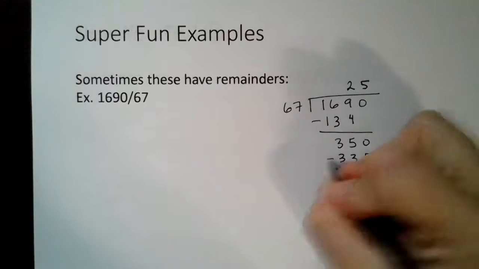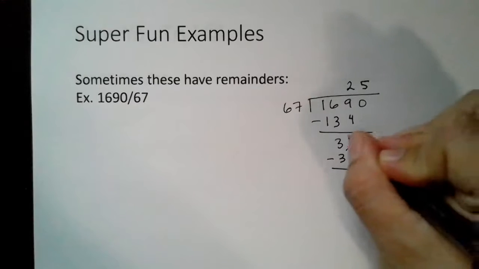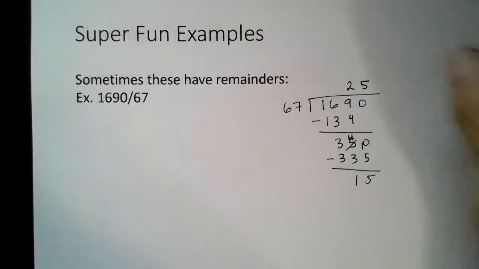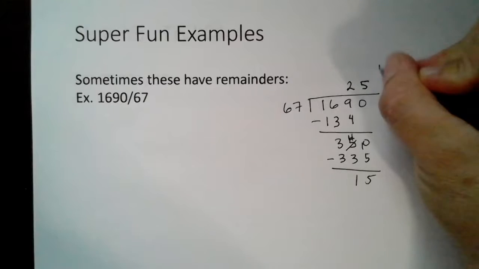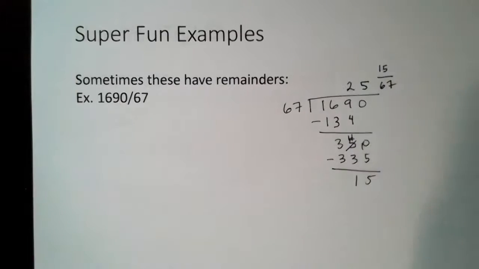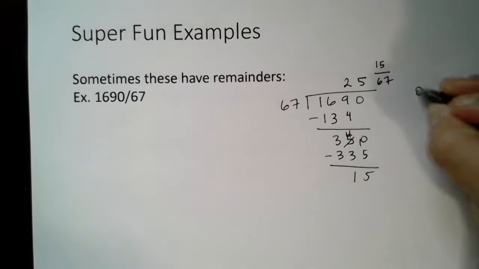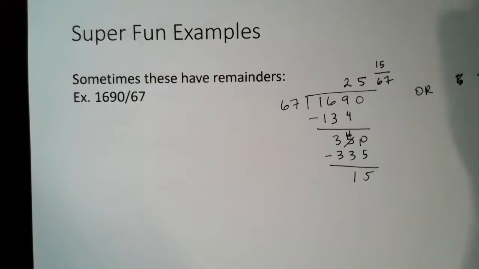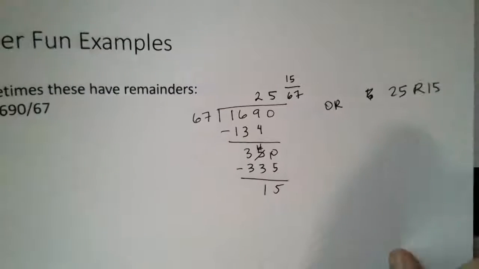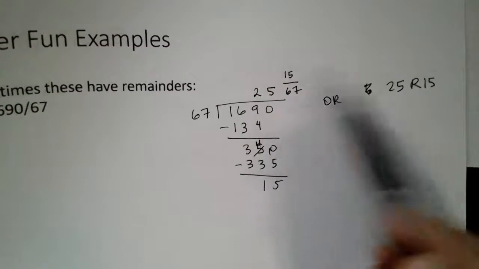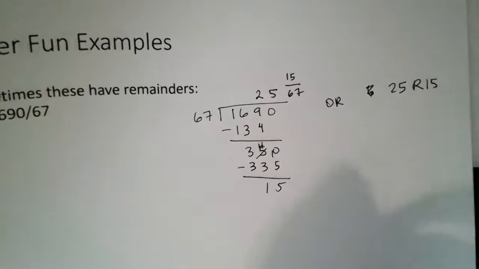And then subtracting, we would get a 4. You borrow 5, 1, 15. So our final answer would be 15 over 67. So 25 and 15 67ths. Or you can say 25 remainder 15. That's another way of doing it. But I prefer this way because we're going to use this later, so this is kind of like an older way to do it. Now you try. Go ahead and push pause, and I'm going to give you 10 seconds, and then you can try it.